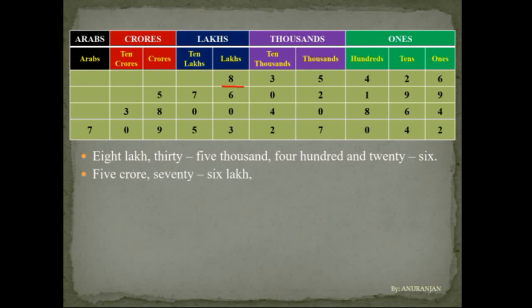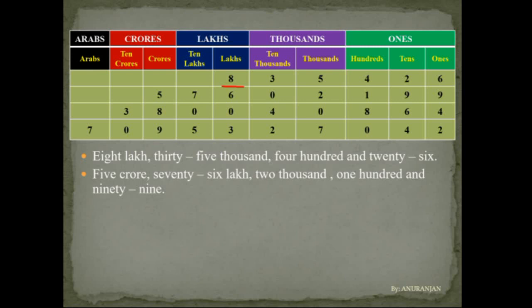Then come to the thousands period. We have in the 10,000 place 0, and in the thousands place we have 2. So 0 and 2 makes 2. So we can say it's 2000. And after that we have 1 in the hundreds place, so 199.